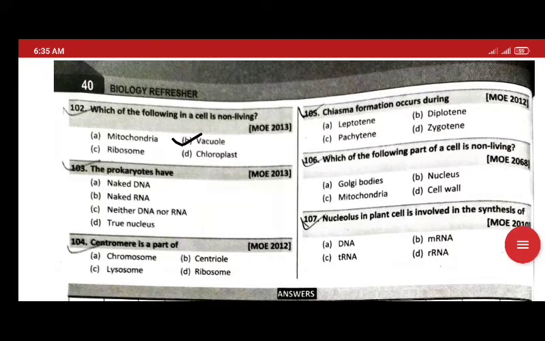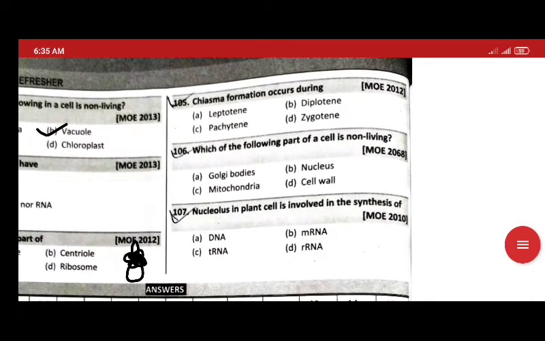Now 103, the prokaryotes have what? Naked DNA, that is option A, 103 A. Now centromere is a part of what? Chromosomes. In a chromosome, in between there is the junction point, and that is called centromere. Now chiasmata, here this should be diplotene, you can remember by C and D.